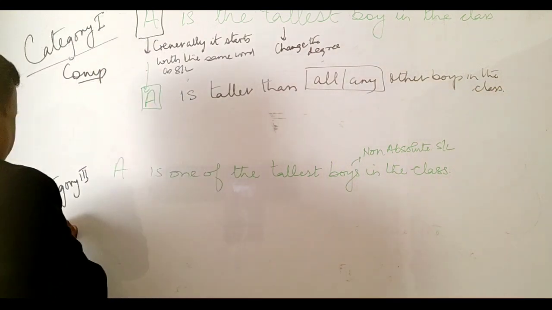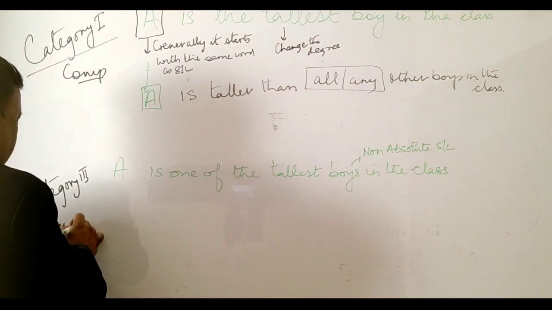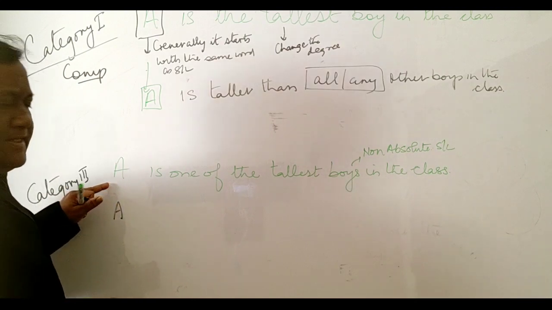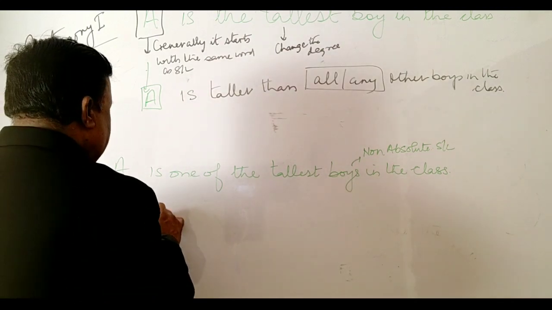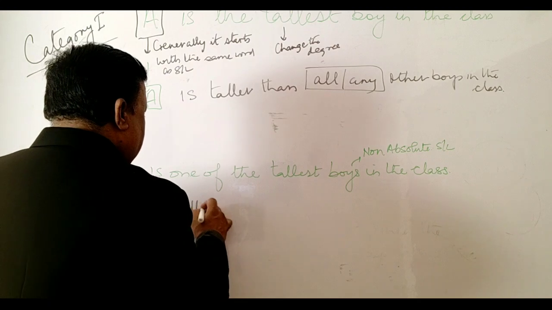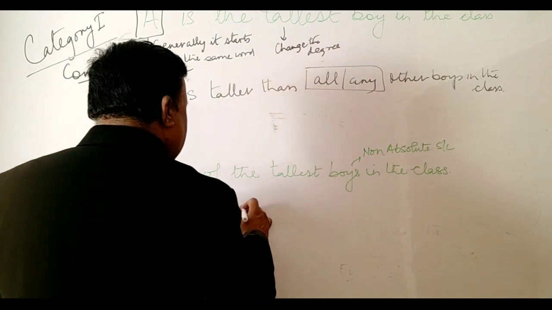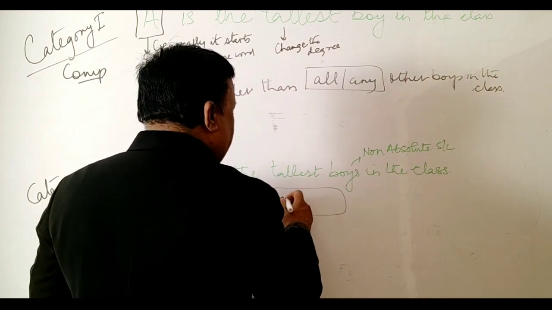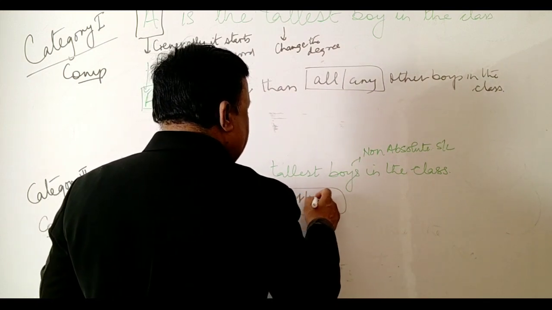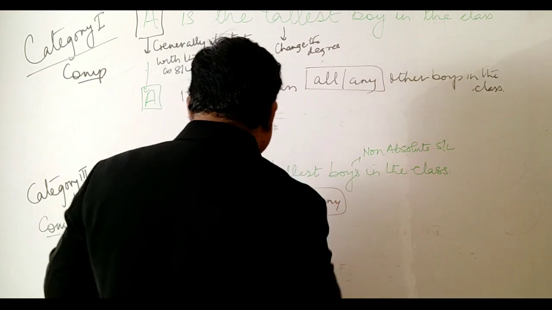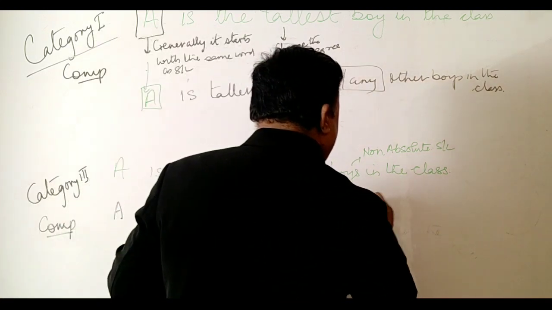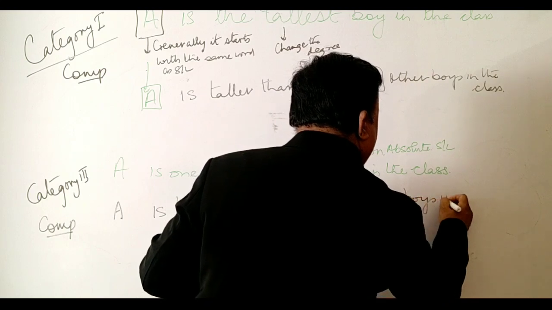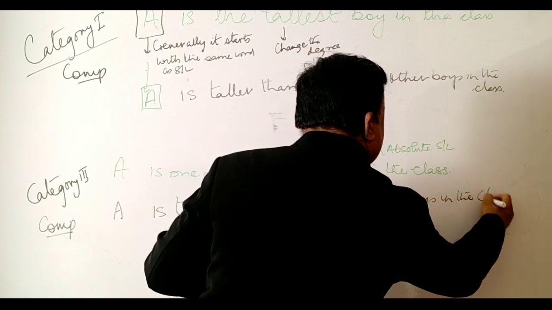Similarly, for category 3, while making comparative, we have to keep in mind, we'll start with the same superlative. A is taller than, here in this box, we keep most or many. Most other boys in the class.